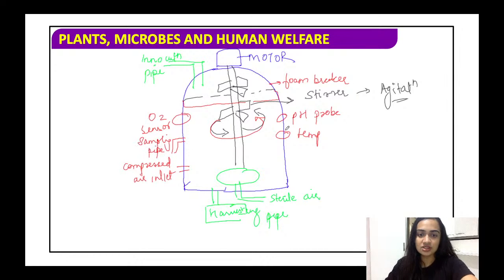So I hope this structure is clear. So this is just an overview. I'm just making you familiar with all the parts that are involved in a bioreactor, or basically the outline of a fermentation tank.